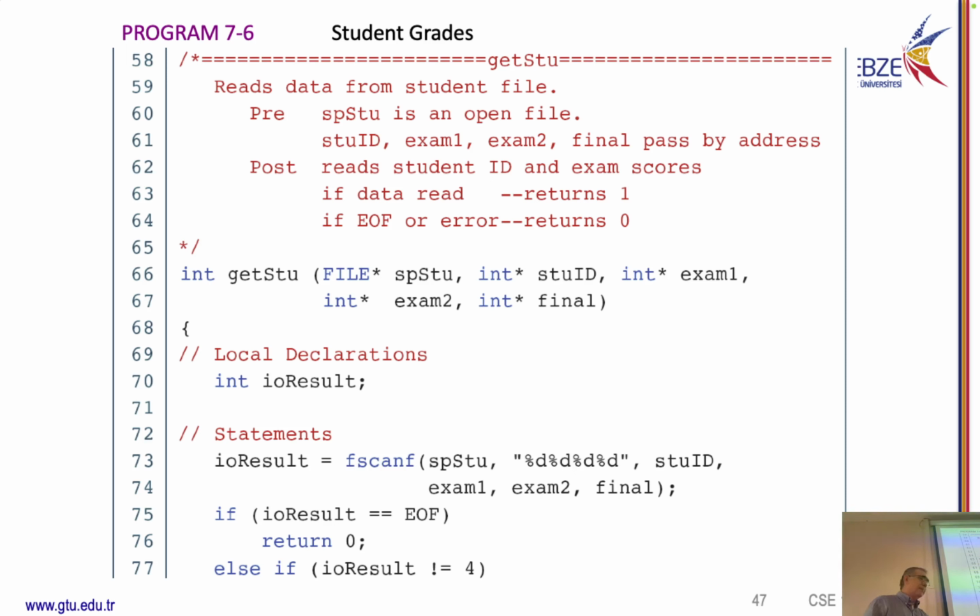Sometimes it's a good practice to name these as something meaningful, like IO result. So you check if IO result is end of file, return 0. So this is kind of, was there anything to read? No or yes. How many?